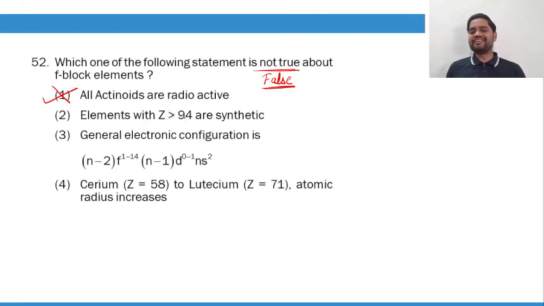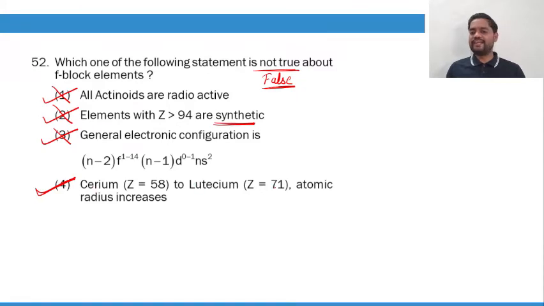Elements with Z greater than 94 are synthetic. The answer is yes, they all are man-made, that is radioactive. The statement is true, but not the right answer. The general electronic configuration is (n-2)f1 to 14, (n-1)d0 to 1, and ns2. Again, this general electronic configuration is right, but our option is not right because we need a false statement. Last, obviously this has to be the right answer, but let's see what is wrong in this statement.